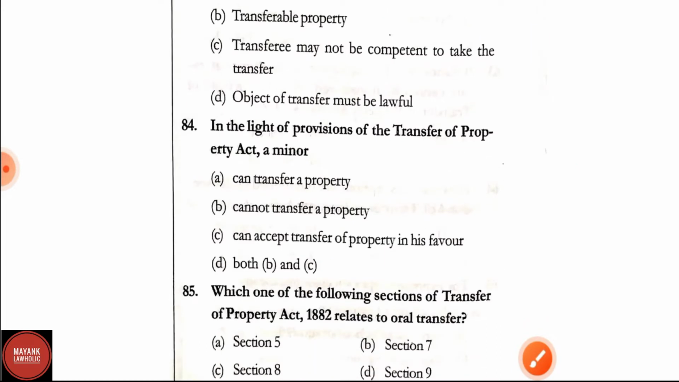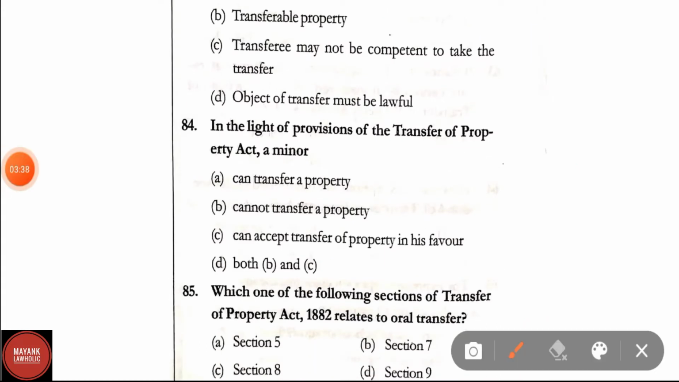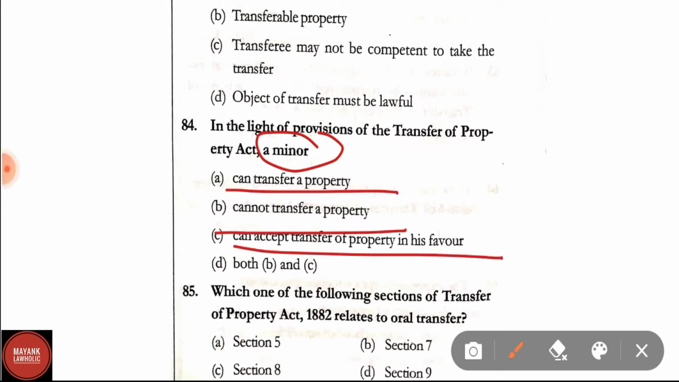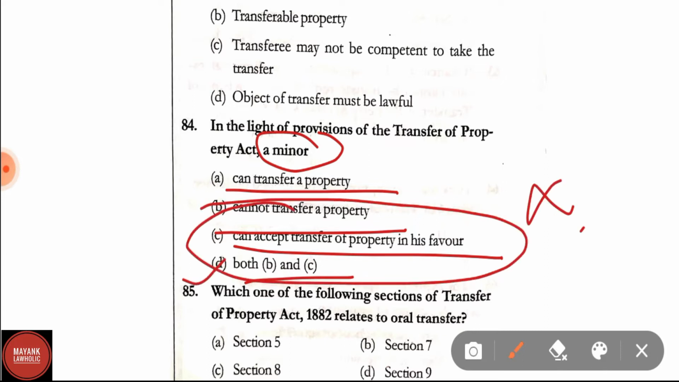Question number 84. In the light of the provisions of the TPA, a minor can transfer a property, cannot transfer property, can accept transfer of property in his favor, both B and C. Correct answer is option D, that is both B and C. That is, he cannot transfer a property and can accept transfer of property in his favor. He can accept property in his favor but he cannot transfer a property.